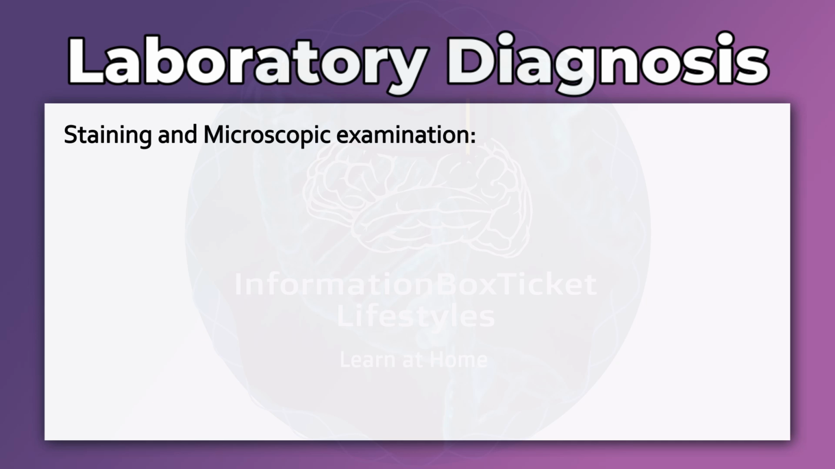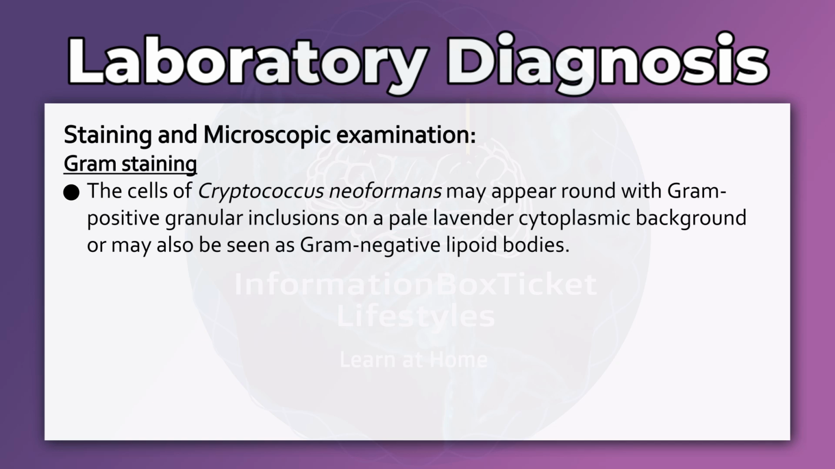Staining and microscopic examination. Gram staining. The cells of Cryptococcus neoformans may appear round with gram-positive granular inclusions on a pale lavender cytoplasmic background, or may also be seen as gram-negative lipoid bodies.